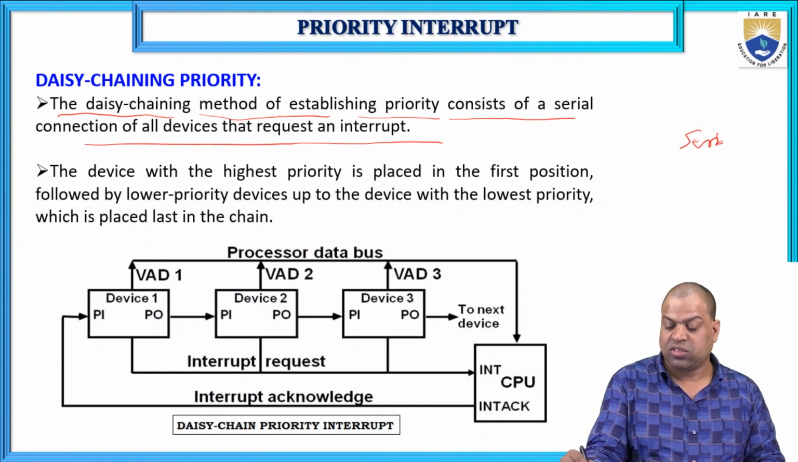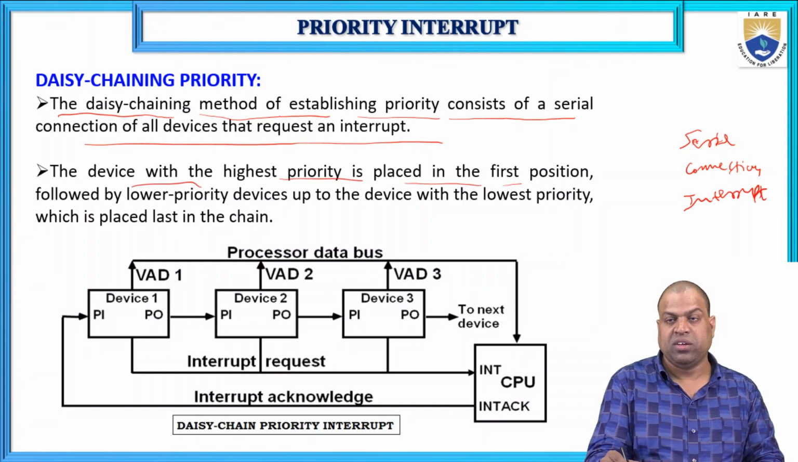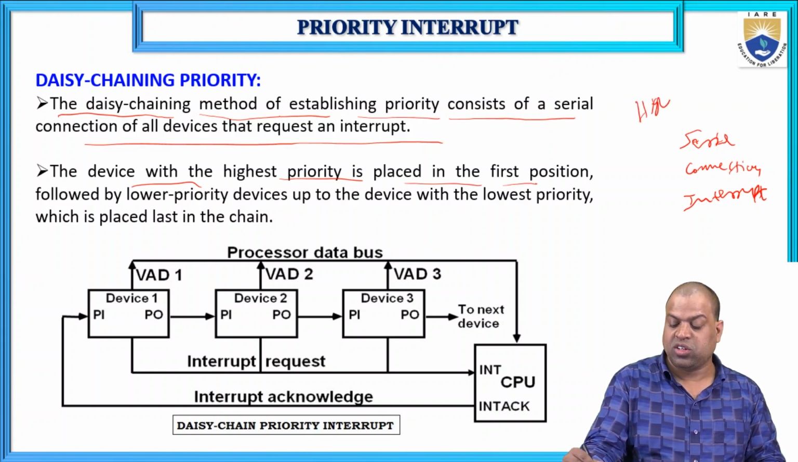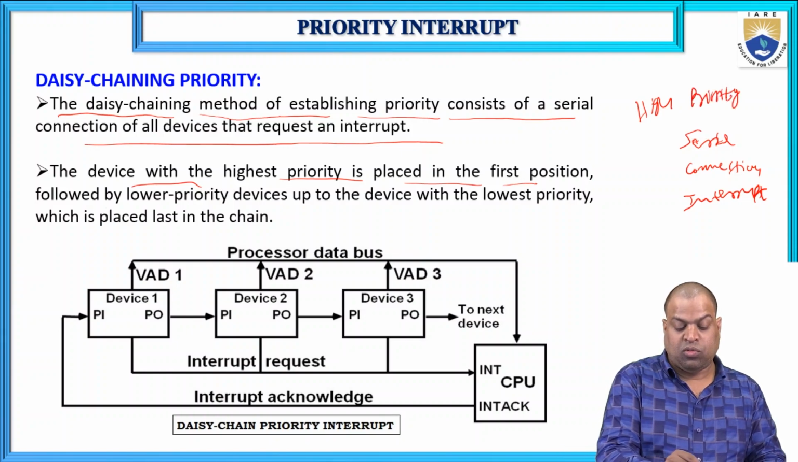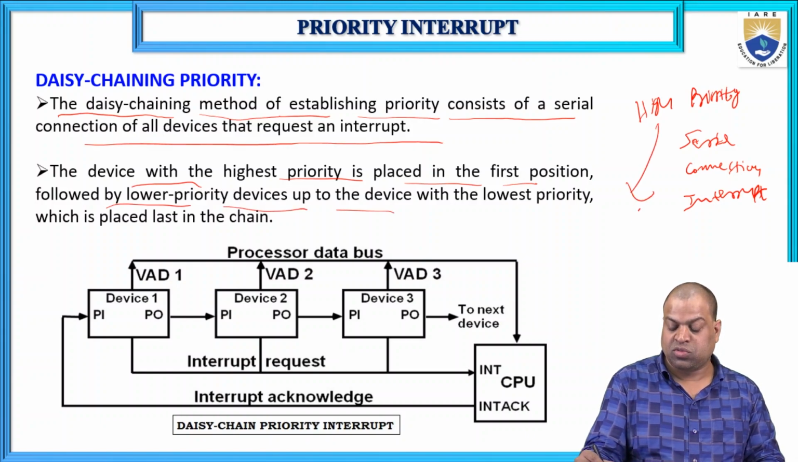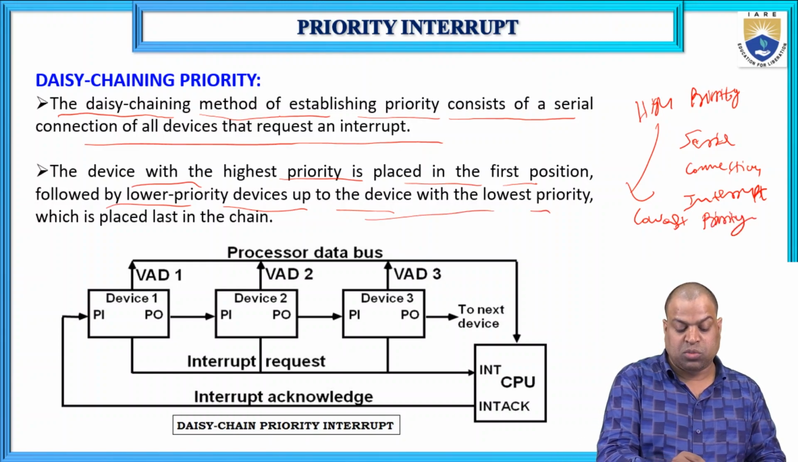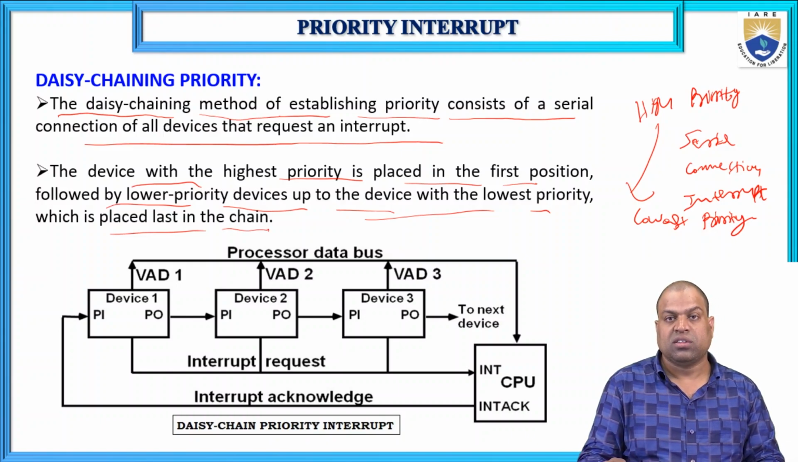Serial connection of interrupt. The device with the highest priority is placed in the first position, followed by the lower priority devices. So first the highest, after that the lowest, with the lowest priority placed last in the chain.